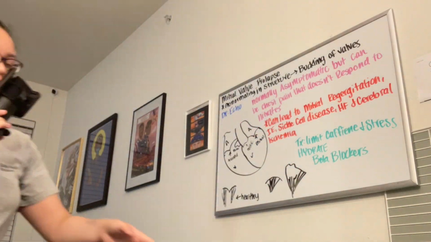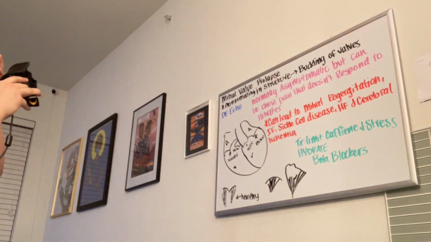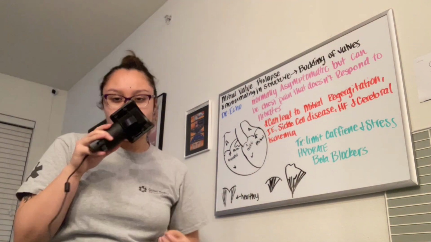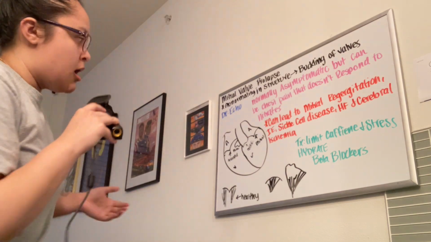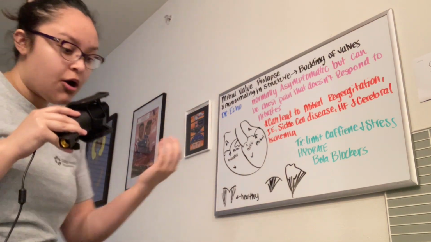Okay, on to the next little quick and dirty rundown. Let's talk about mitral valve prolapse. So we know mitral valve prolapse is an abnormality in the structure that's causing the buckling of valves, right? What can this be caused by? It can be caused by connective tissue diseases or infection.